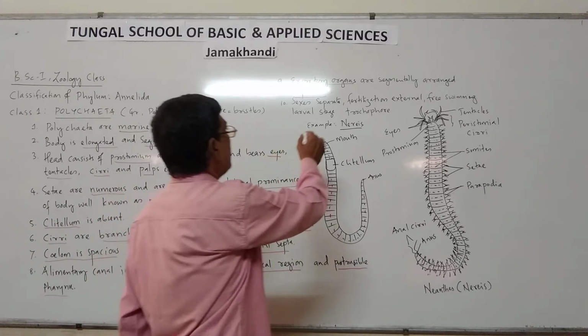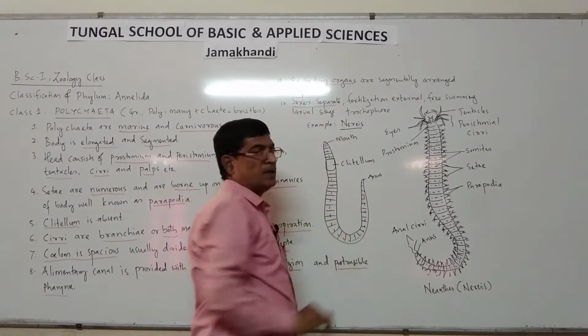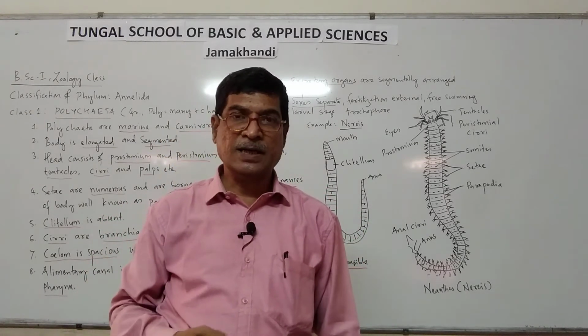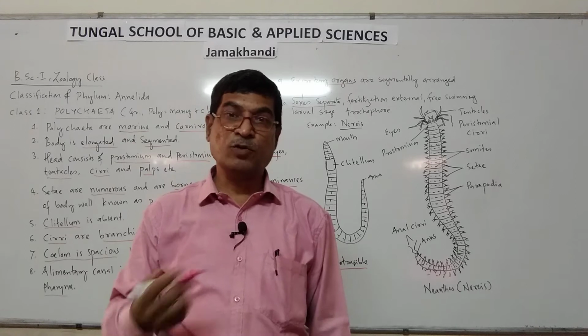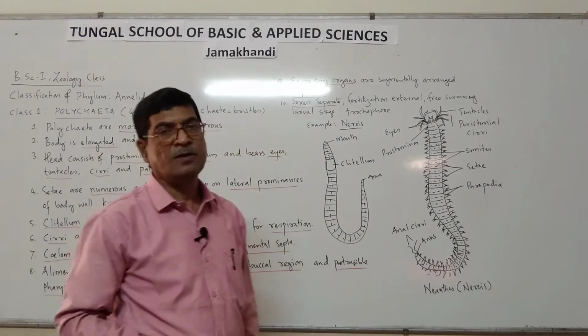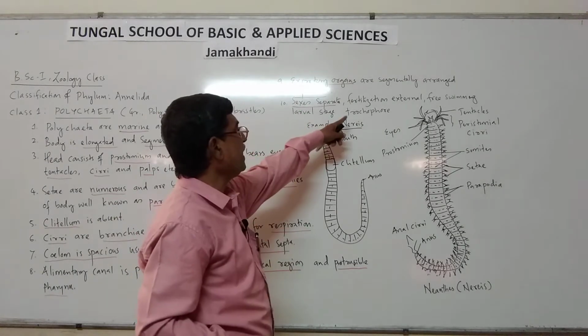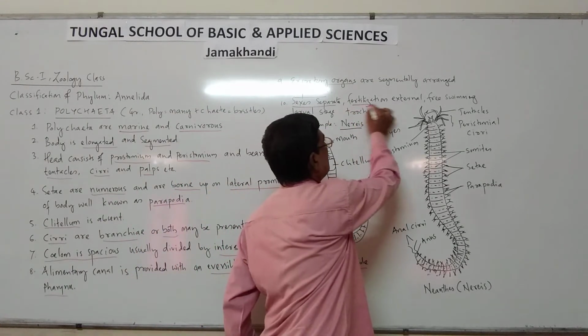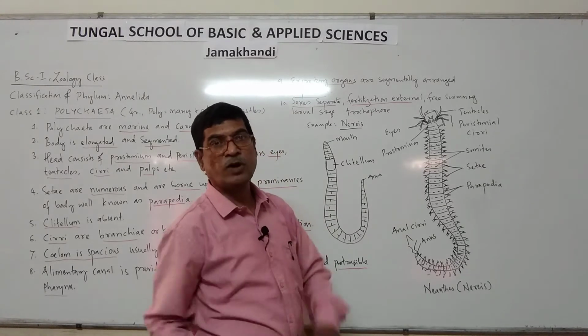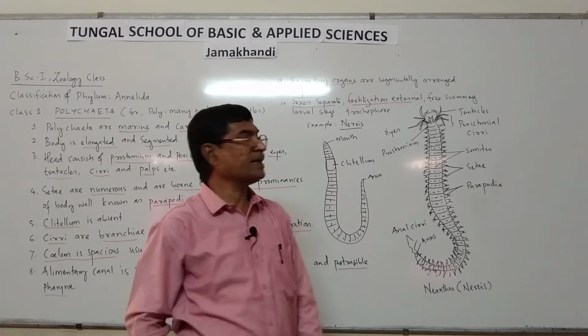Okay. Then sexes separated. This is very important. In polychaetes, sexes are separate, but in oligochaeta, earthworm, sexes are united, hermaphrodite. Here, sexes are separate. Male is separate, female is separate. Fertilization is external, outside the body, where fusion of male and female gametes occurs.